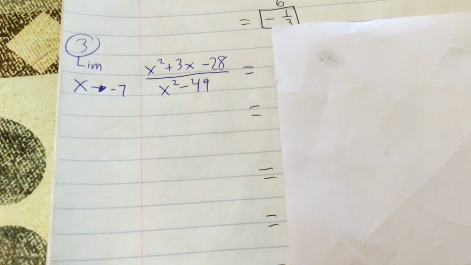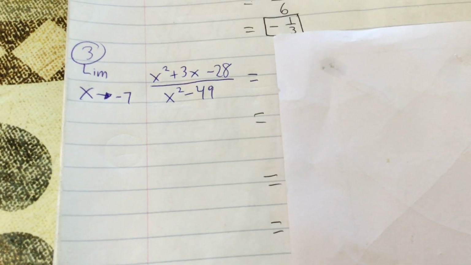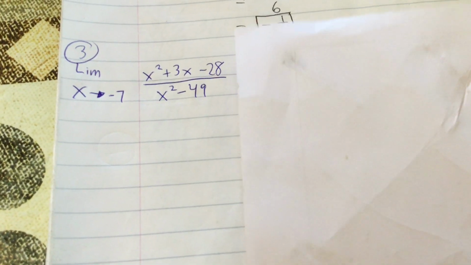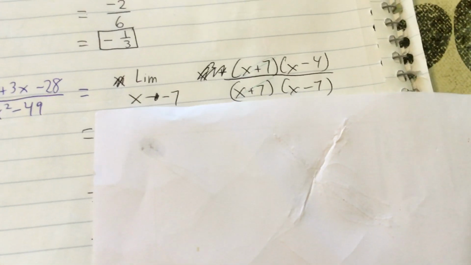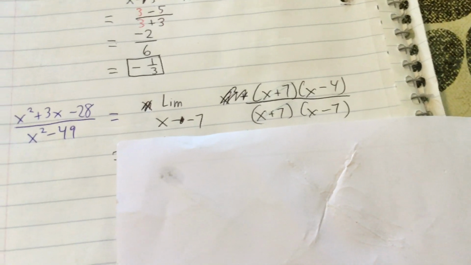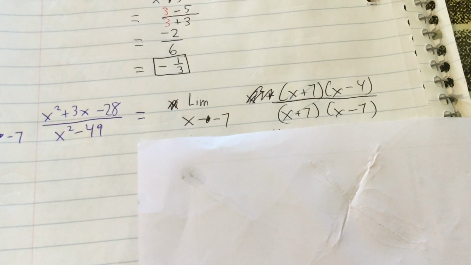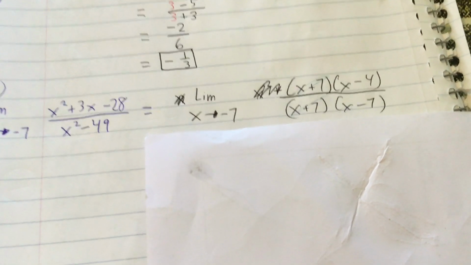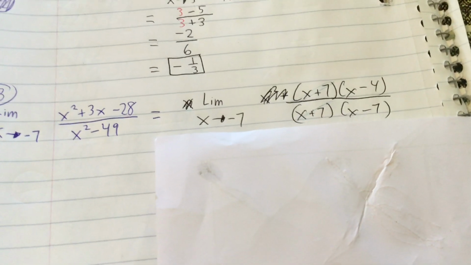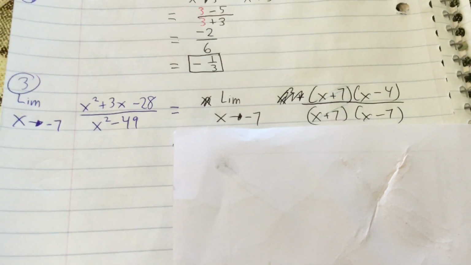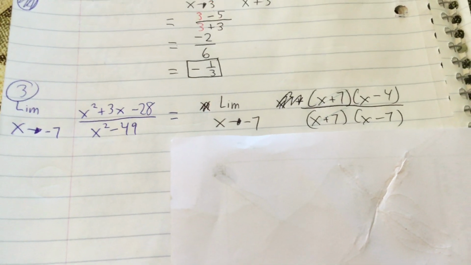x squared minus 49. So x squared minus 7 squared can be rewritten as x plus 7, x minus 7. So now we've got the limit as x approaches negative 7 of x plus 7, x minus 4, over x plus 7, x minus 7. If I plug in x equals negative 7, I get negative 7 plus 7 over negative 7 plus 7, 0 over 0. That's the hole in the graph.